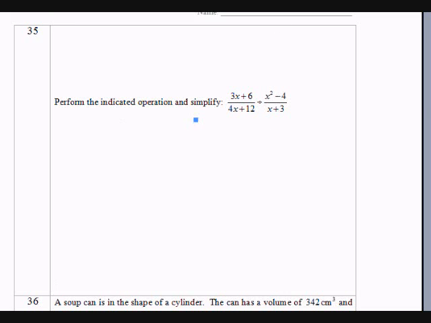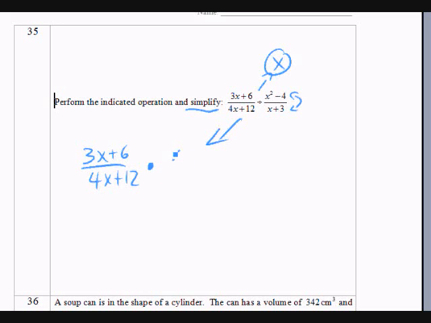Okay, we want to perform the indicated operation and simplify. First thing you want to do, you want to change that division sign into a multiplication sign. Right, change that into multiplication. How do we do that? We got to flip the second fraction. So new fraction is going to be 3x plus 6, 4x plus 12 times x squared minus, I'm sorry, x plus 3, x squared minus 4.